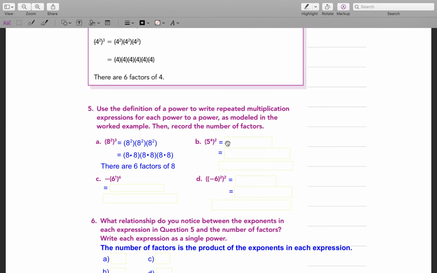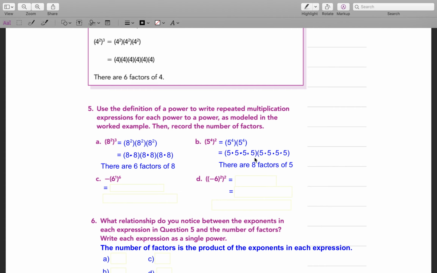Okay, so moving on to B, we have 5 to the 4th power squared. 5 to the 4th power being raised to the 2nd power is 5 to the 4th times 5 to the 4th power. So we can say 5 times 5 times 5 times 5 for the first parentheses, and another set, the same thing. We can see there are 8 factors of 5 because there are 1, 2, 3, 4, 5, 6, 7, 8 factors, or 8 fives.